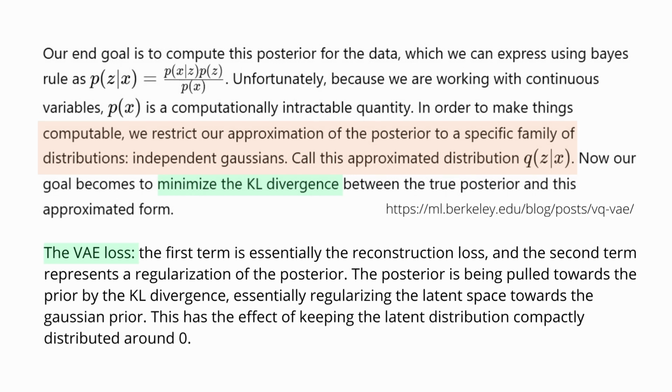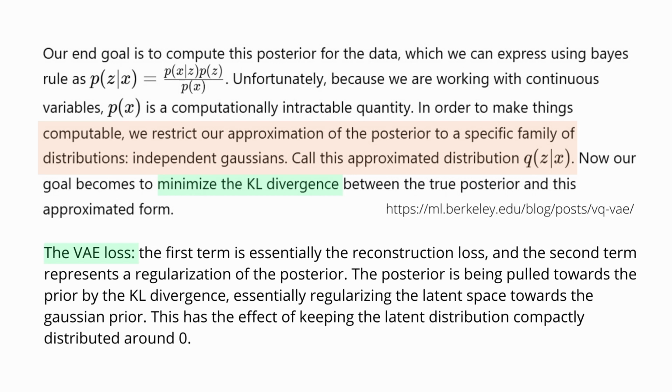So now, in the last video I showed you the code, and in the code you saw that the loss function for the variational autoencoders had a first term, and I told you that it's just the reconstruction loss. And the second term now is our KL-Div. And it represents a regularization of the posterior. I also found this interpretation that the posterior is being pulled towards the prior by the KL-Div, essentially, and this is regularizing the latent space towards the Gaussian prior.